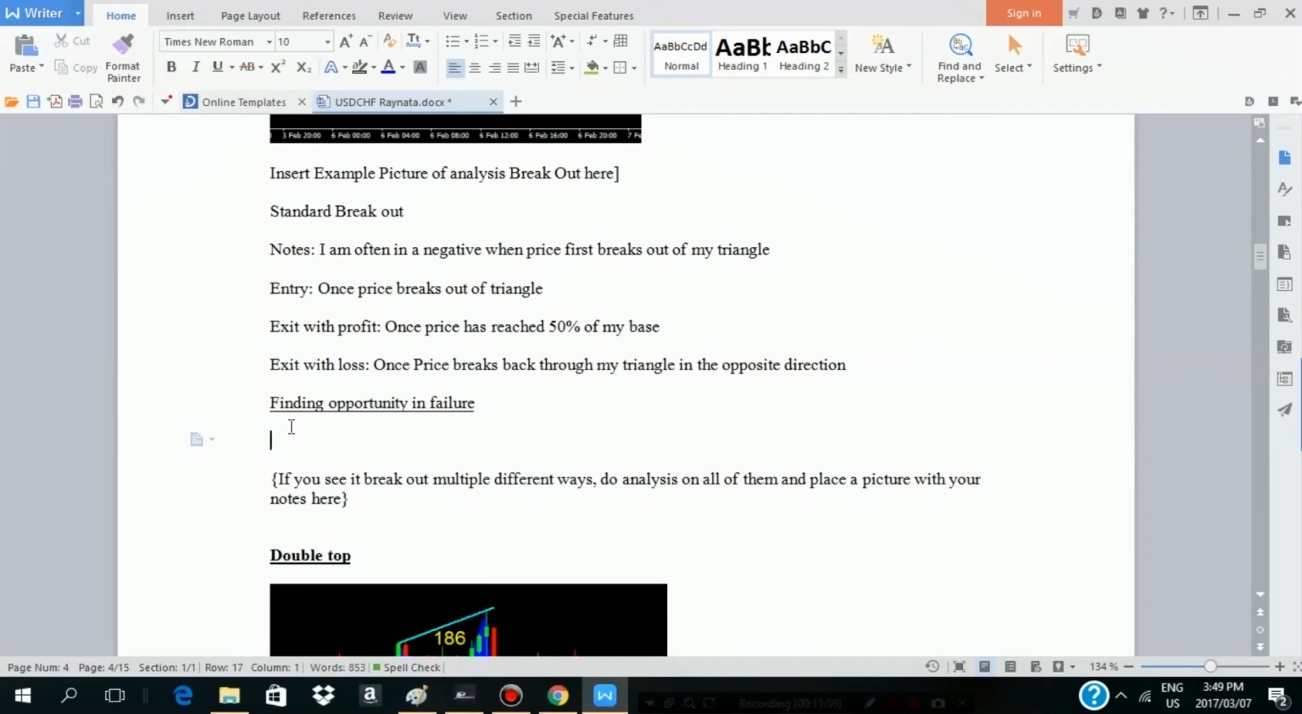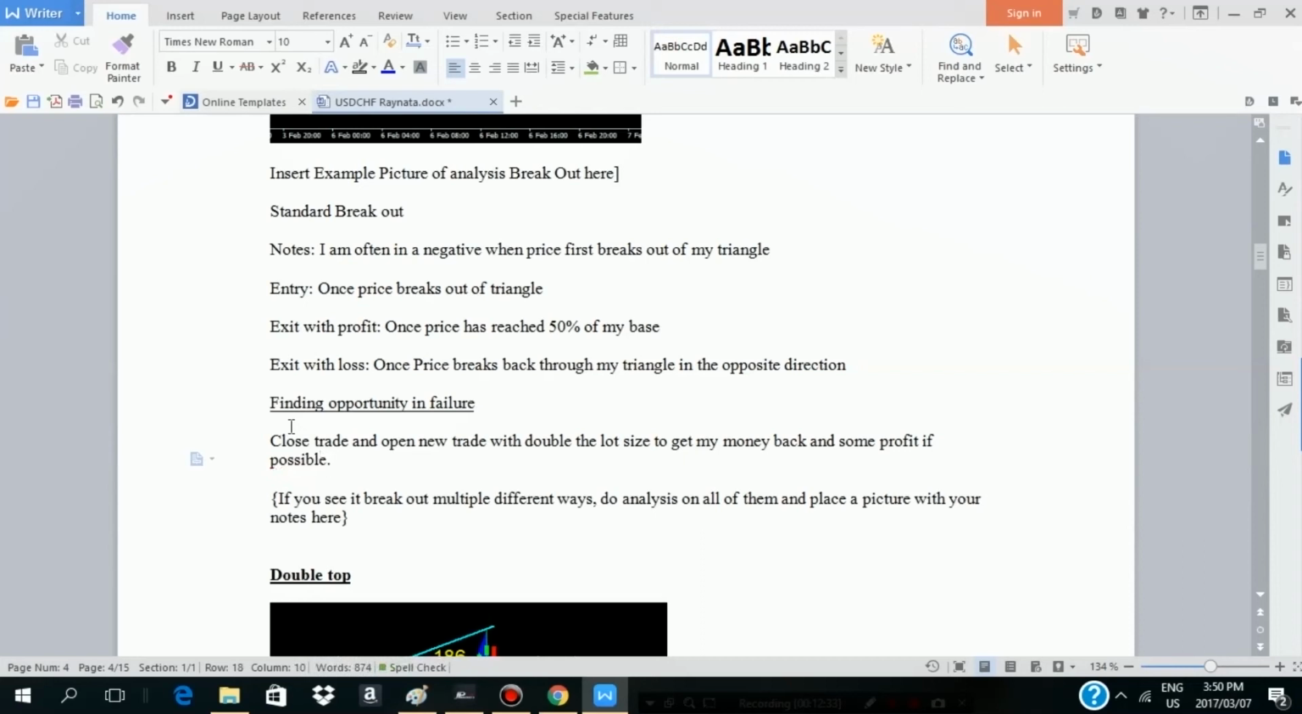So how does this pattern fail? Once it breaks out through the opposite direction, you can close your trade because you know that it's definitely now going in the opposite direction, and open a new trade with double the lot size to get my money back and some profit, if possible. Right, finding opportunity in failure.